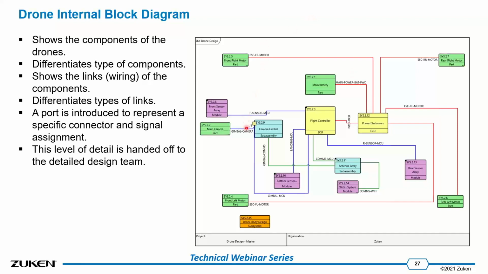Additionally, in this, we've added a port because we've decided we want to use a very specific connector, and that's reuse of an existing connector. So that's information you could capture in your system model. But this is the level of detail that we need to hand off to the detailed design team.